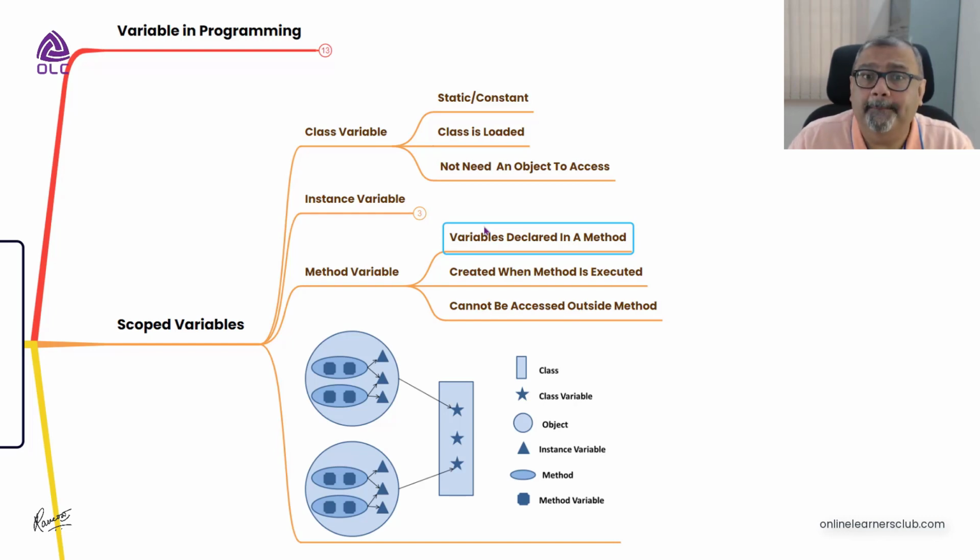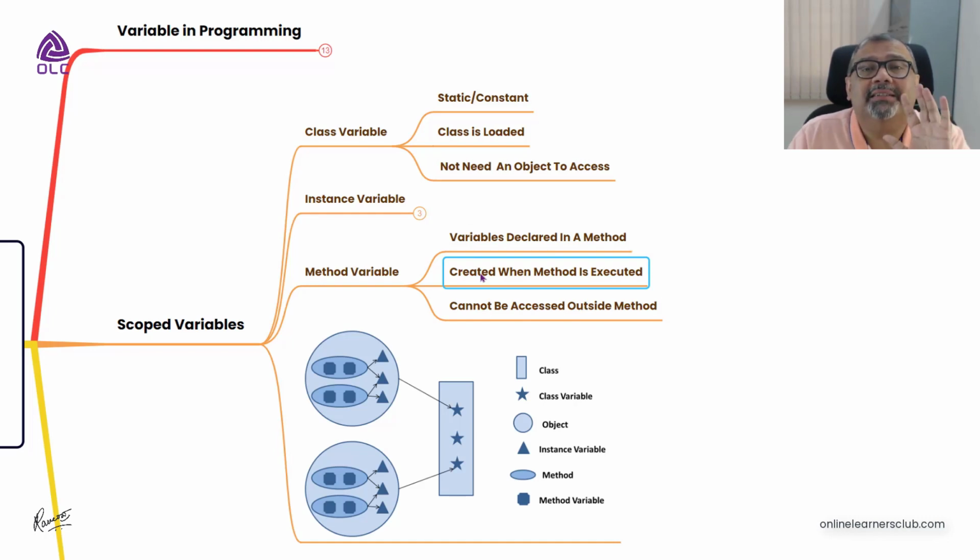So that is what a method variable is. It is created when the method is executed, and it will be released typically when the method execution is complete. And I cannot access them outside the method scope. So that is where we have three scopes to summarize.